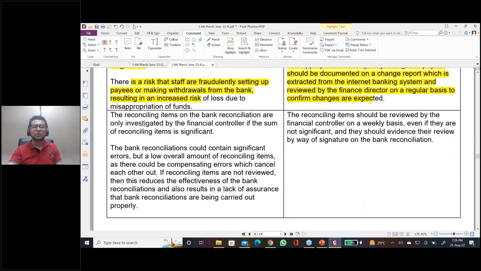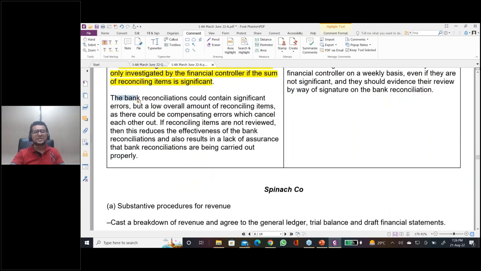Please read it on before we are done with this question. The reconciling items on the bank reconciliation are only reconciled by the financial controller if the sum of the reconciling item is significant. That's all from the question, half mark. The bank reconciliation could contain significant errors but a low overall amount because of the compensating errors, which could cancel out each other. So if reconciling items are not reviewed, this increases the risk in the overall bank reconciliation. We all know how important bank reconciliation is, but if we are not performing it appropriately, it's a complete waste.